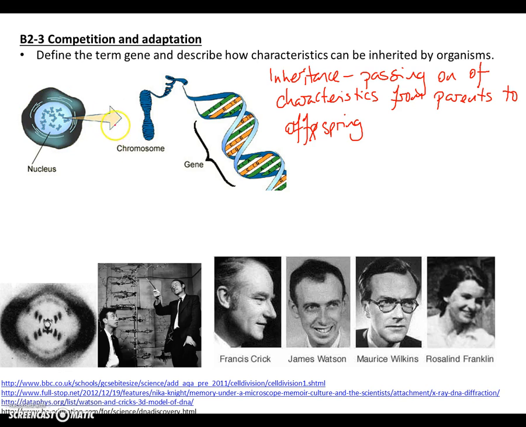Within the nucleus you have a set of chromosomes. Chromosomes are how the genetic material is stored within the nucleus. So this is your genetic material. And all different organisms have different numbers of chromosomes. So if you're human, you've got 46, and dogs have 78.